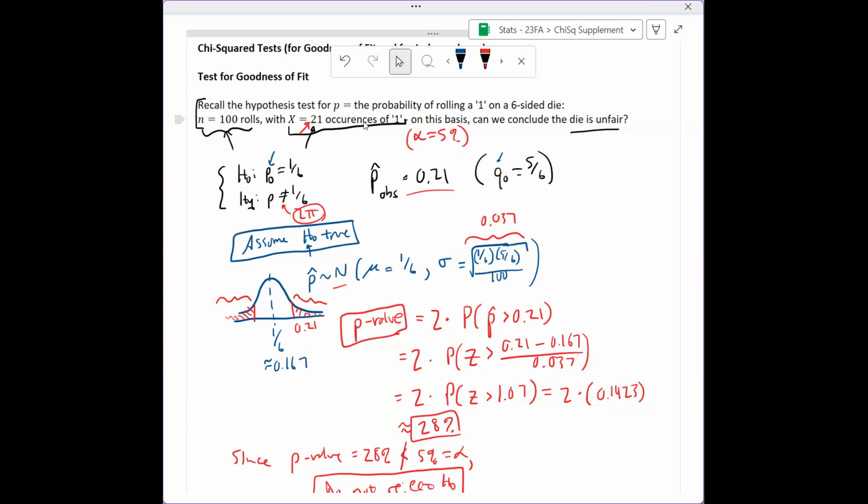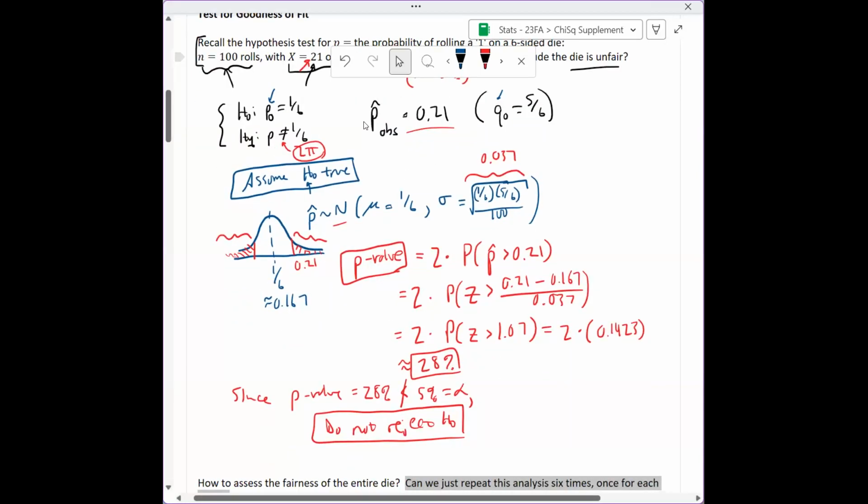And at first, that seems like a pretty good idea. The problem, though, is this alpha is the maximum allowable type 1 error rate. In other words, we're going to make an error. We're going to reject H naught in favor of H1. We're going to call a die unfair when we really ought not to. We're going to do that 5% of the time.